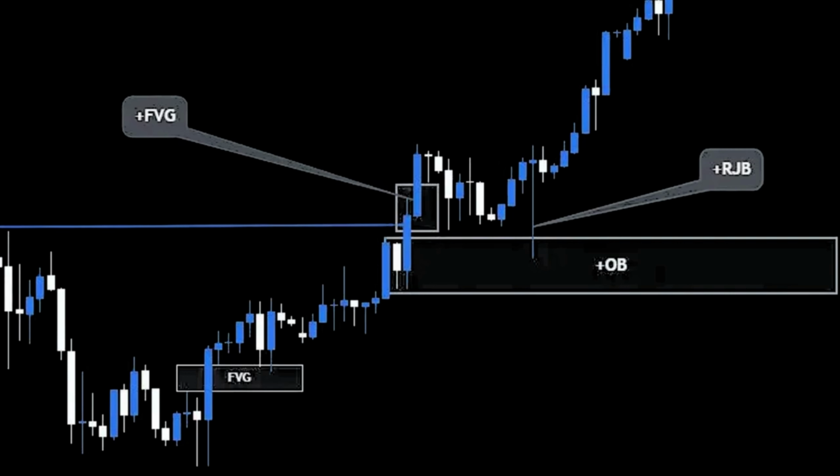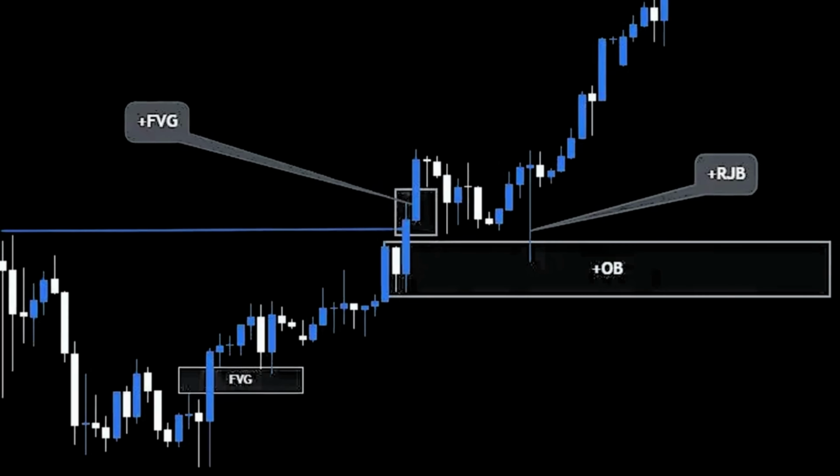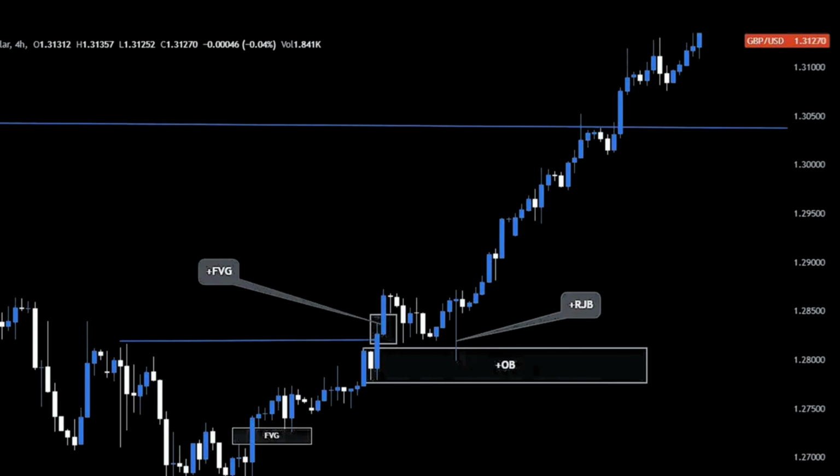I entered the trade, setting my stop loss just below the rejection block and targeting a significant resistance level above. The trade played out perfectly, with the market moving in my favor, filling the gap, and continuing upward. It was one of those moments where everything clicked, and it reinforced the power of combining these concepts in my trading strategy. The psychology behind these concepts.